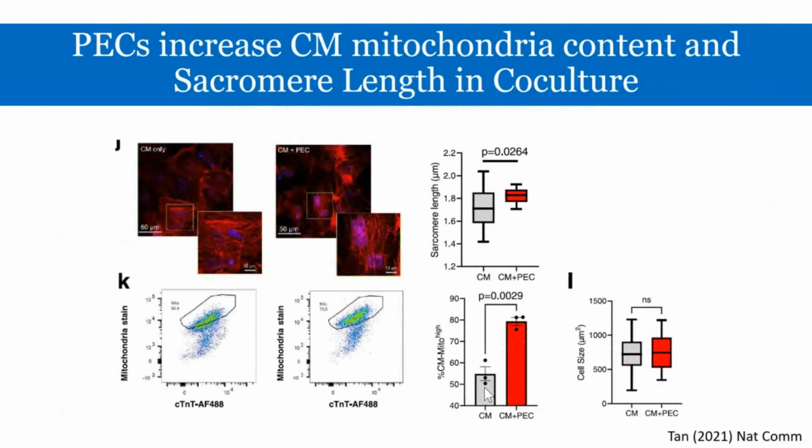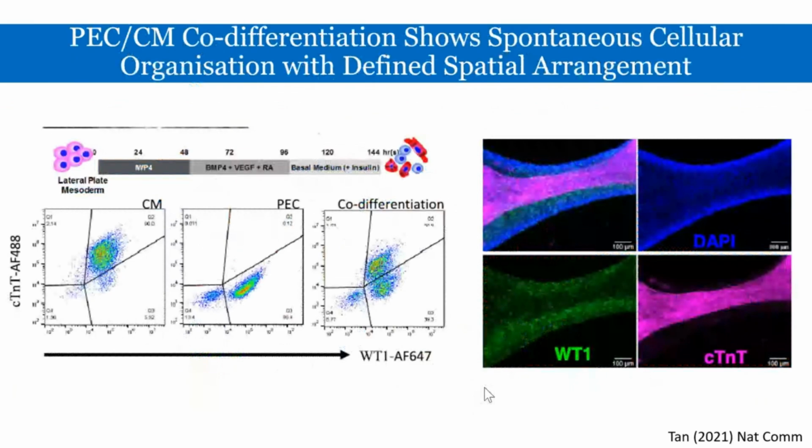We also take a step further to look into how the PEC would affect cellular maturity of the cardiomyocyte. We look into the mitochondrial content in the cardiomyocyte, and we see a significant increase. We see a significant change in the sarcomere length in the cardiomyocytes, but we don't see much improvement in the cell size. And again, this may be due to the duration of the experiment we did in the cardiomyocyte PEC co-cultures. If we prolong the experimental period, I think we should be able to see the difference as well.